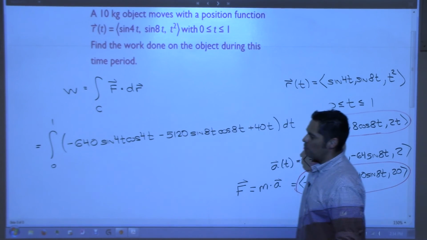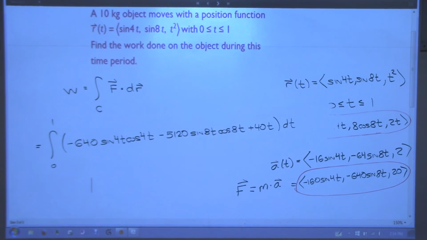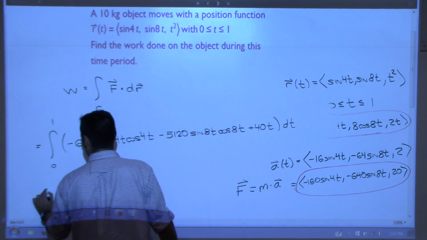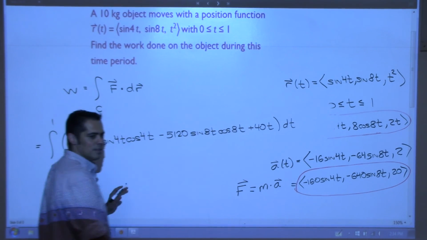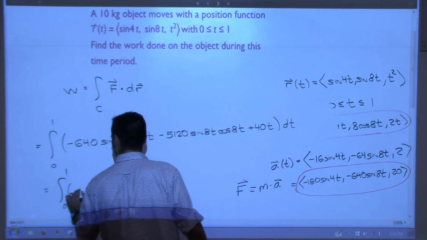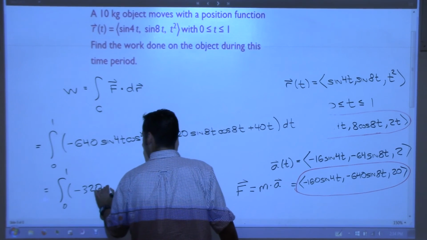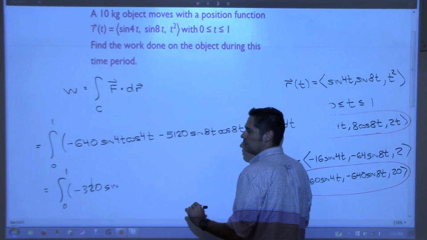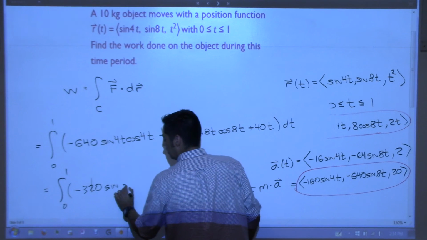Sine 4t, cosine 4t. Double angle formula, turn that into what? Sine of 8t, but half of that? So scale to 640. I hope everyone's comfortable with that. These are those little things that I do that I just don't know. I remember as a student not knowing how the teacher did something, and here I am doing the same thing. This is negative 320, what, sine 8t.